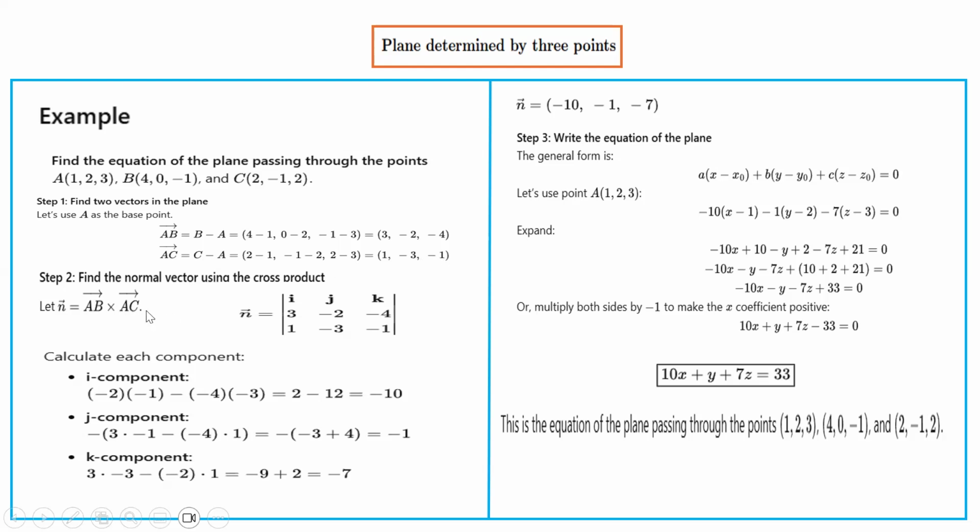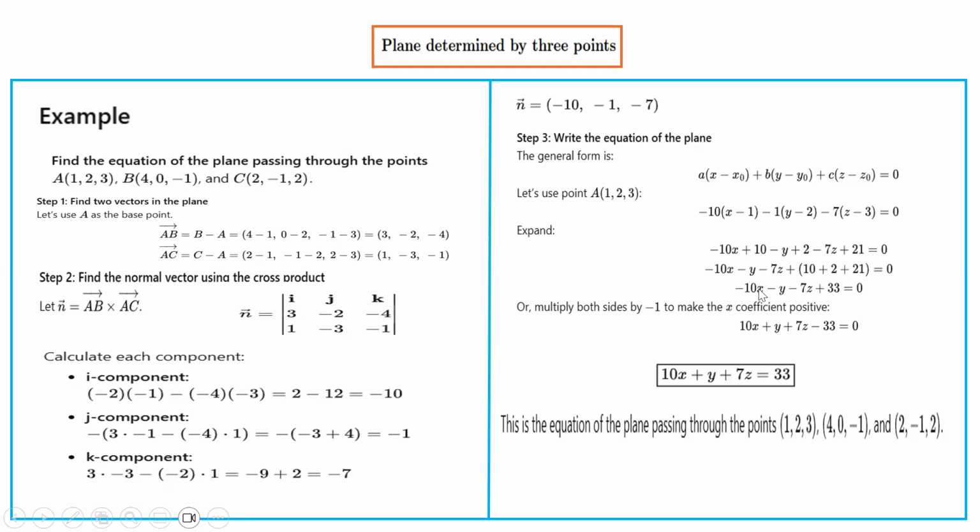Then we use those two and find the cross product. When we work out the cross product to find the i component, j component, and k component, n would be equal to (-10, -1, -7). Then we can write the equation of the plane using the general formula, and we can use point A. So we substitute n and point A into the formula, then we expand.